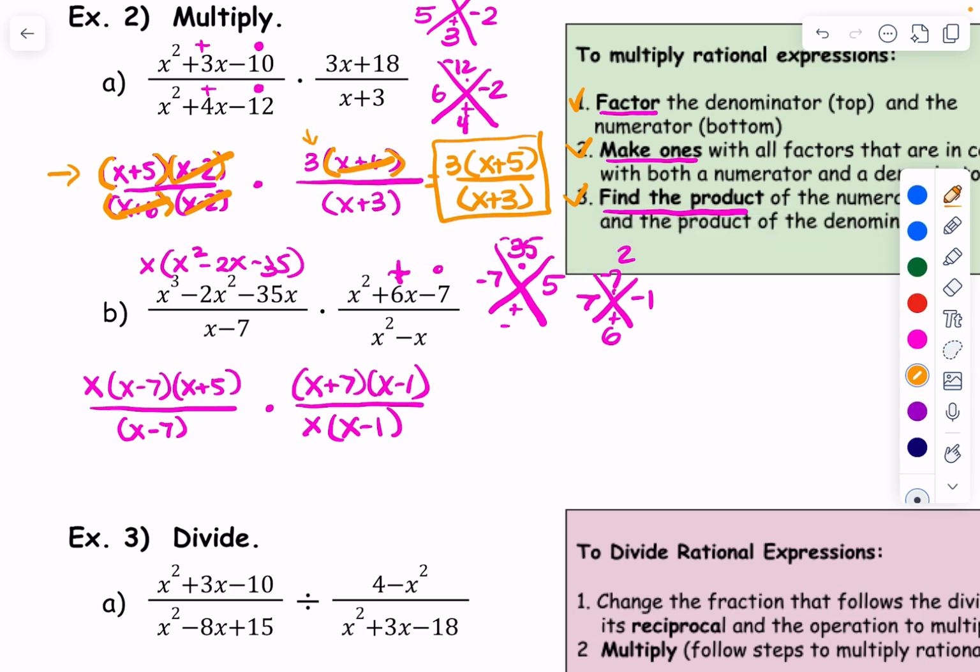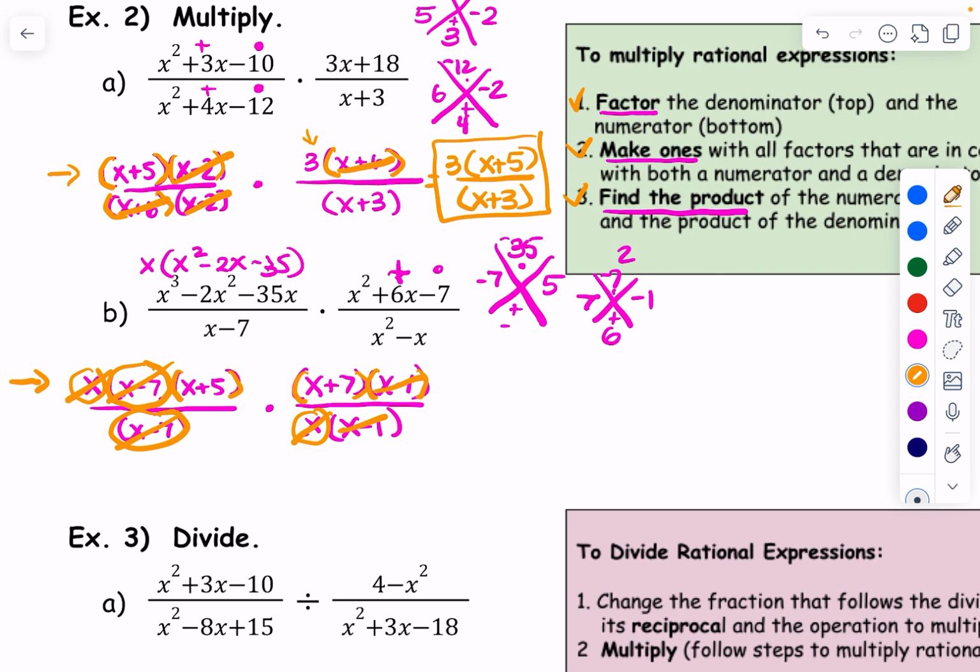Okay, so let's see if we have any. We're going to go through every factor on the top. Do we have an x on the top and the bottom? Yes. So those are going to make a 1. Do we have an x minus 7 on the top and the bottom? Yes. So those are going to make a 1. Do we have an x plus 5? And the answer is no. Do we have an x plus 7? Well, we do not. The only thing we have left on the bottom is an x minus 1. And there we do have a 1 on the top.